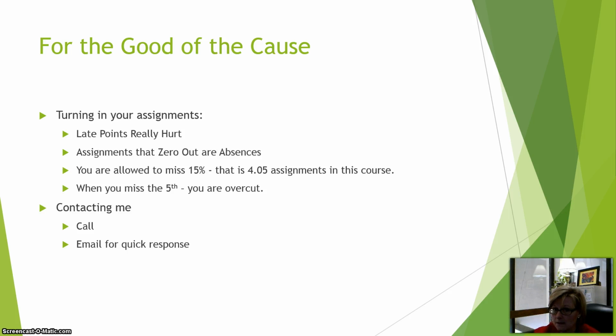Zeros equal absences in a fully online class. Now you're allowed to miss 15%. Again, that's a school policy. And in this class, because there's 27 assignments in this class, that is 4.05 assignments. And so, of course, I'll round up. So that would be 5. So after the 5th assignment, you're overcut.